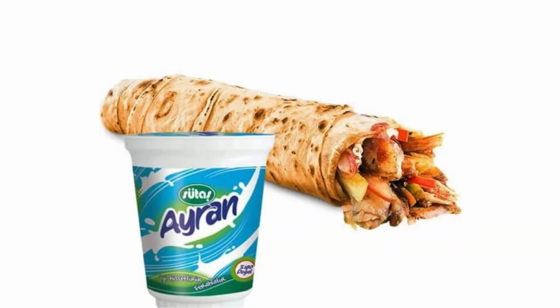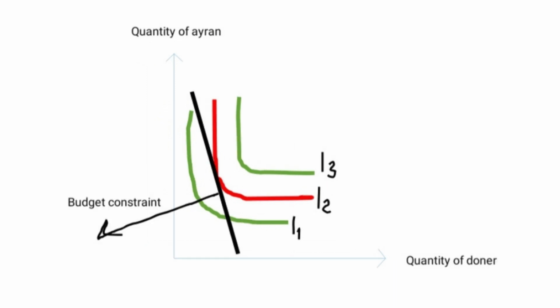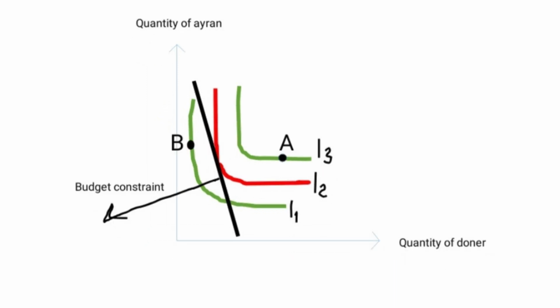Now let's see it on a graph. Here you can see 3 indifference curves and 1 budget constraint line, and also points A and B. According to the graph, we can say that the consumer prefers point A on E3, but he can't afford this bundle of doner and iron. By contrast, point B is affordable, but because it lies on a lower indifference curve, E1, the consumer doesn't prefer it. The highest indifference curve the consumer can reach here is E2.